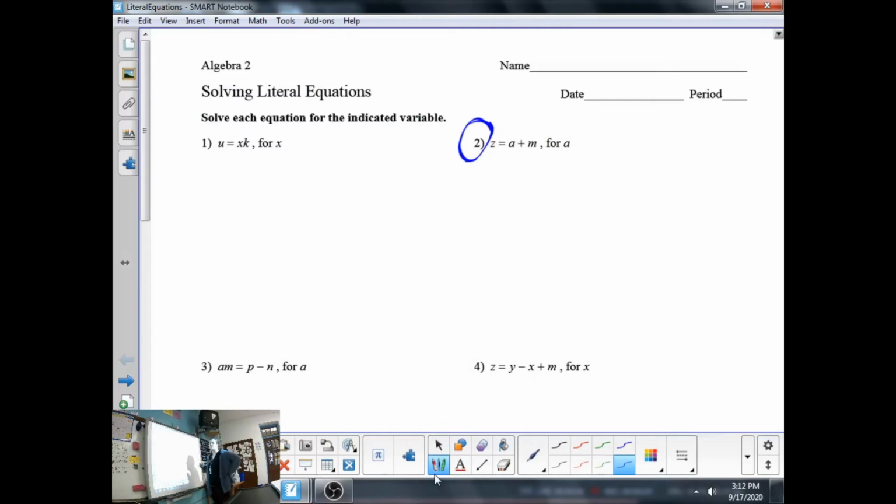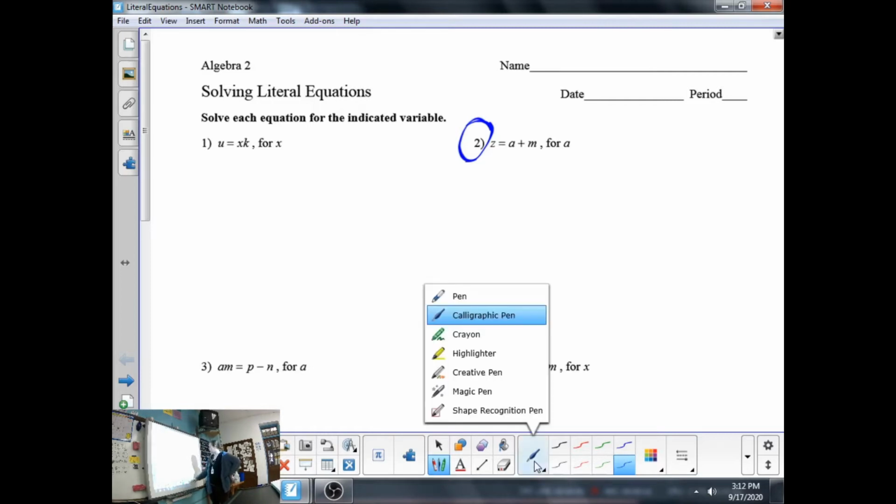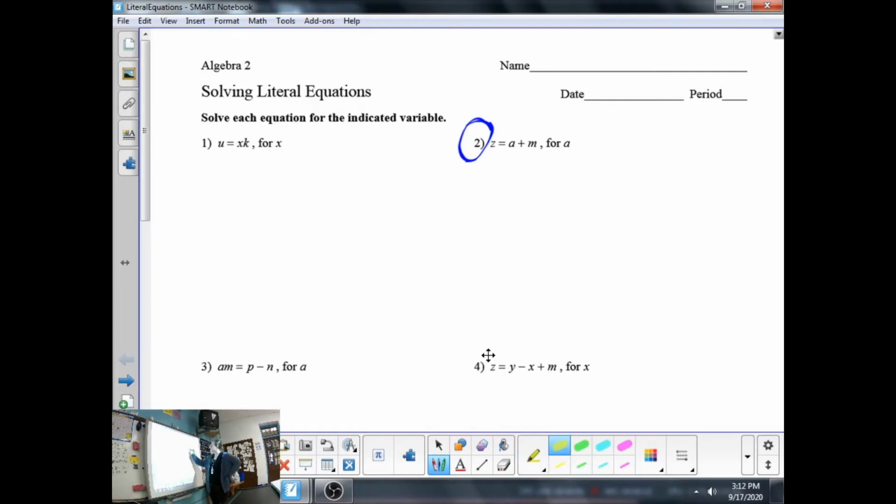So this is going to be a demonstration for how to do some of the problems from the Solving Literal Equations worksheet, which has been uploaded to Schoology. So the first question we're going to go over is question number 2. And in question number 2, you are going to be solving for the letter A.